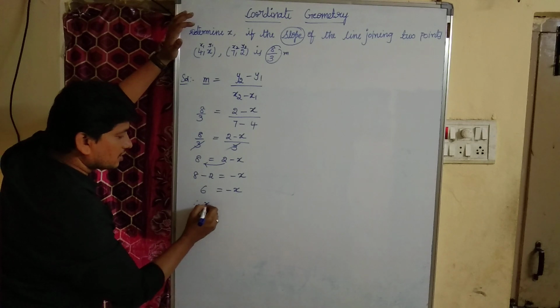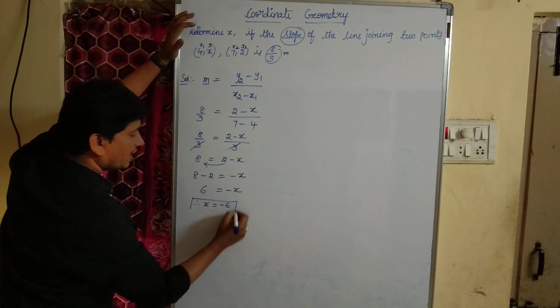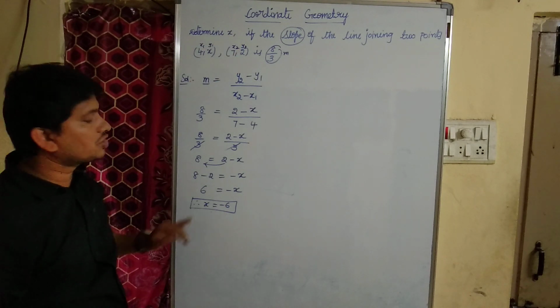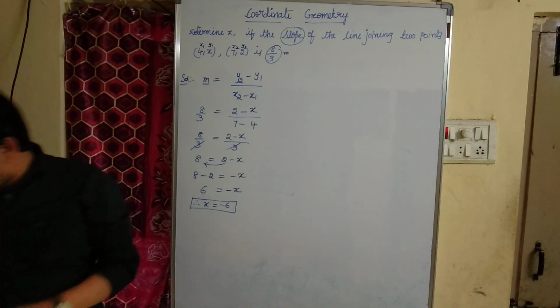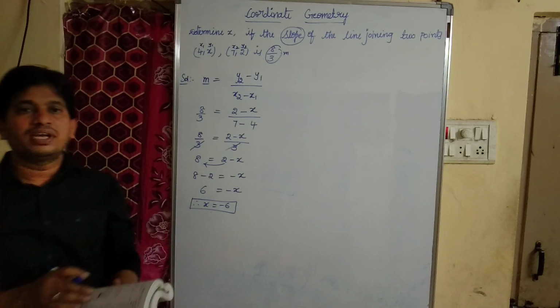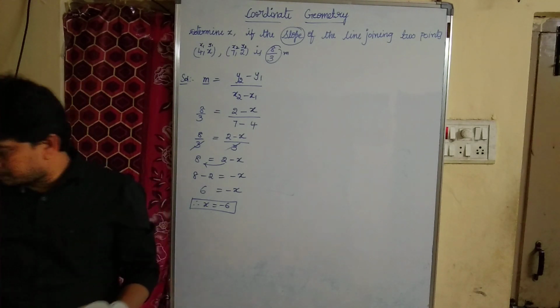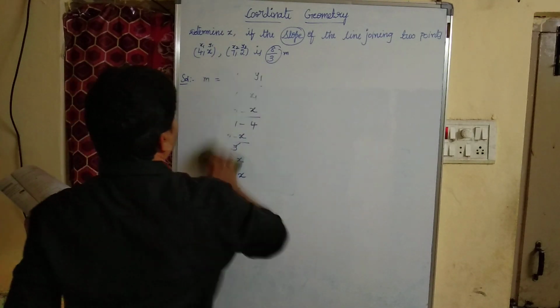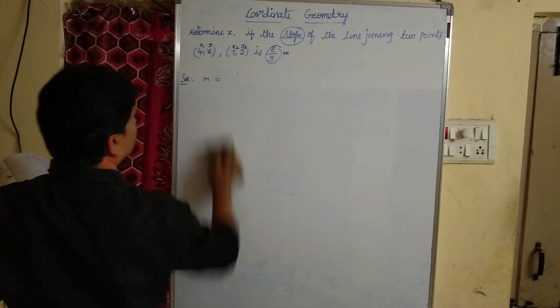Therefore, what is the value of x? Therefore, the value of x is what? Minus 6. See, what are they asking? Determine x. I mean, x value is how much? Minus 6. Okay, children. These are the application based questions based on distance formula and centroid formula and slope formula. Right?